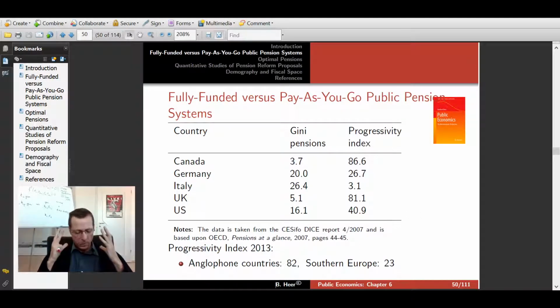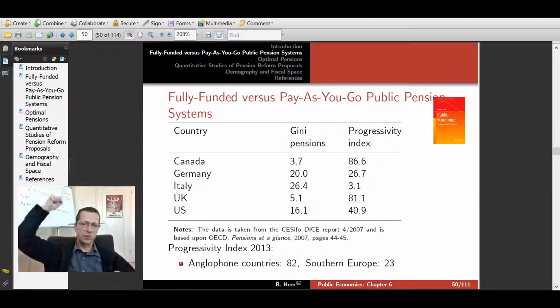Well, why is this welfare improving if you have a large redistribution in old age? Basically, what you forgo in the Anglophone countries is that the extra incentive effect gets lost. So in Germany, if I work an extra hour, my pension will go up. So this induces me to work more in Germany. This effect is absent in very progressive systems like in the UK or in Canada. And this, of course, reduces welfare.